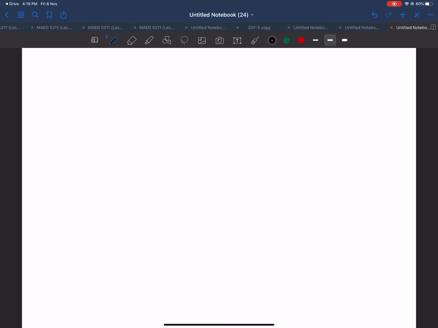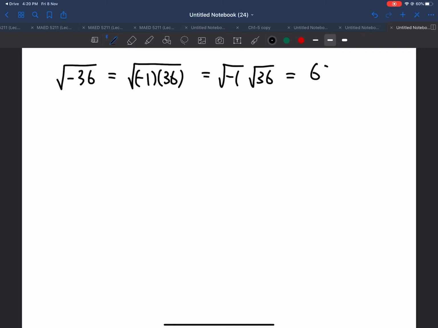Sometimes we need to express some of the sets in terms of imaginary number, just like this one. You know from 6i. Another example is square root of negative 20x. Negative square root negative 20x, then it can be written as i times square root of 20x. How do you simplify square root of 20x?